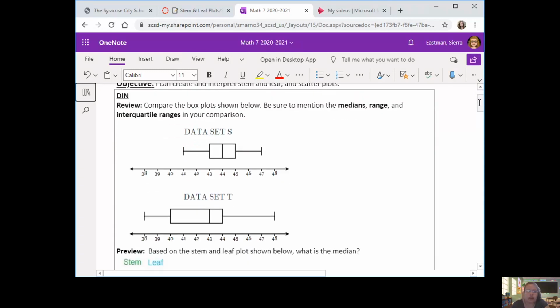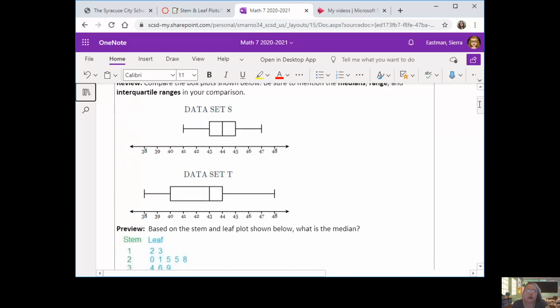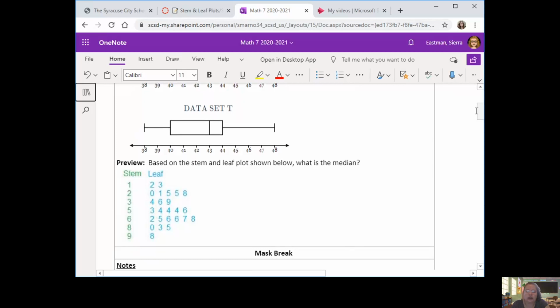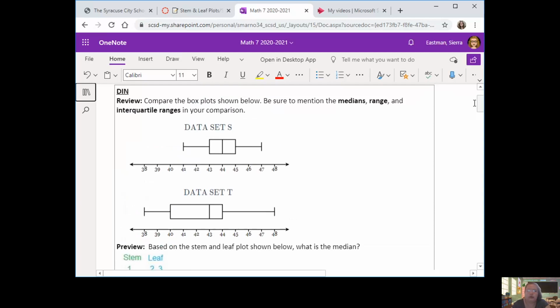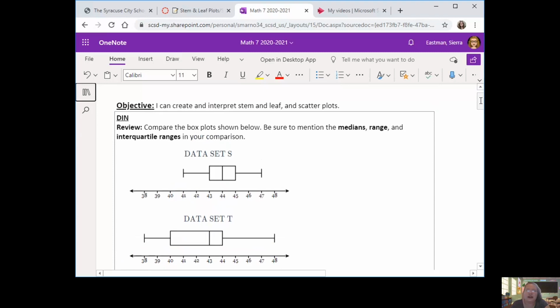Before we get started, go ahead and complete your DIN. We've got two box plots below, and we're going to compare those, and then we're going to take a look at this stem and leaf plot, see if we can figure out what the median of that will be. So go ahead and pause here and then come back. All right. So hopefully you got your DIN done.